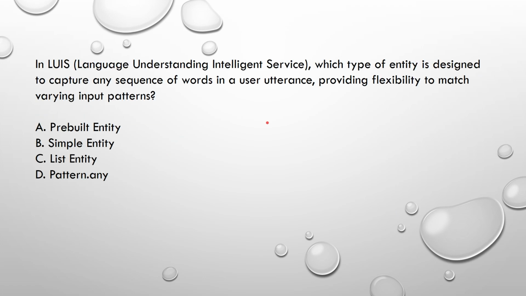In LUIS, which type of entity is designed to capture any sequence of words in a user utterance, providing flexibility to match varying input patterns? Prebuilt entity, simple entity, list entity, Pattern.any. So let us break down the question. What are the keywords? The question is about a LUIS service. LUIS is the older name for Conversational Language Understanding, so both are the same. And which type of entity is used to capture a sequence of words, providing varying input patterns?